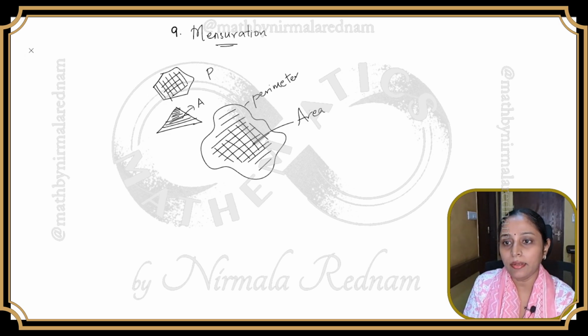For a triangle, what is the perimeter? Simply the sum of all the three sides, and area is half base. One of the formulae is half base into height, right? You're already familiar with this.